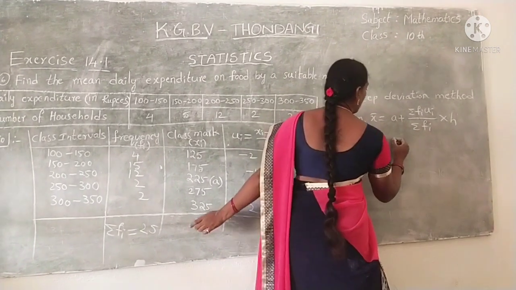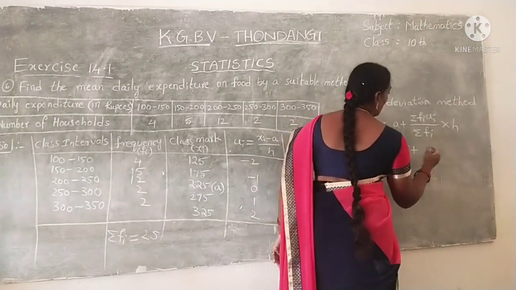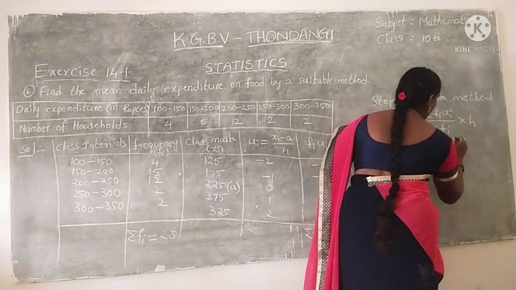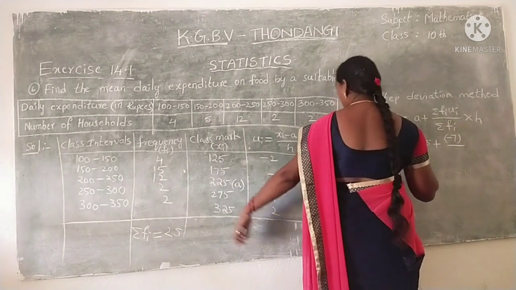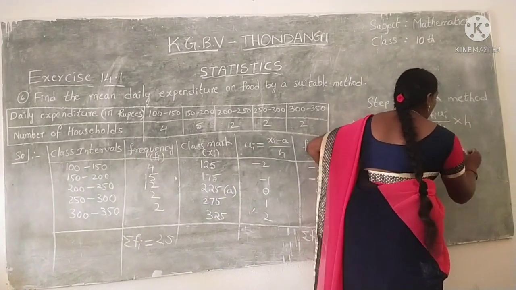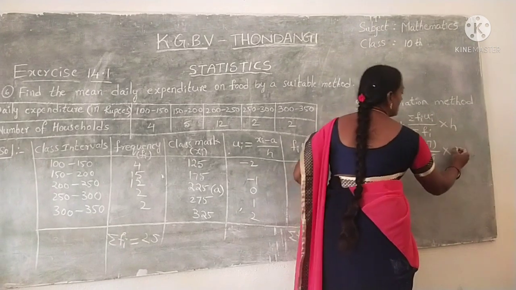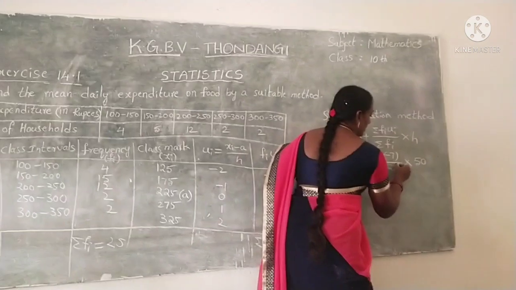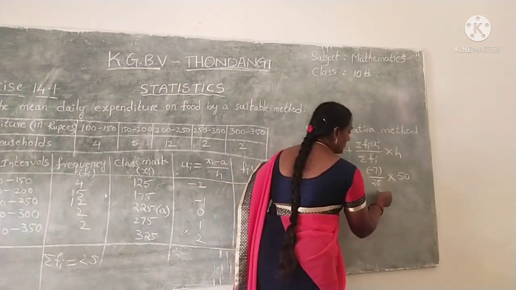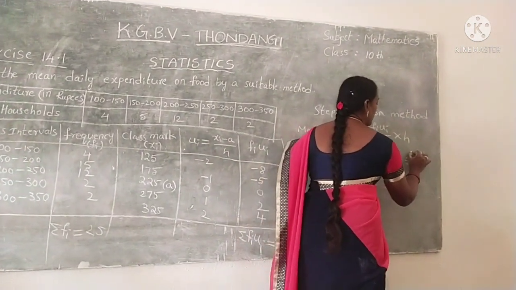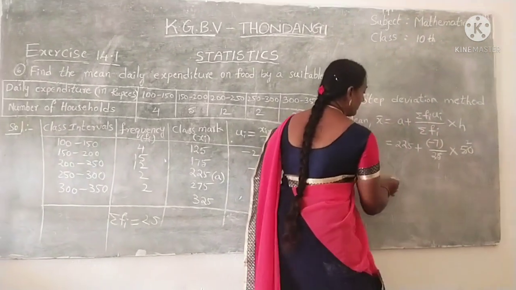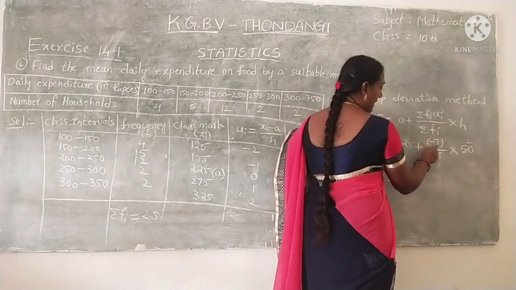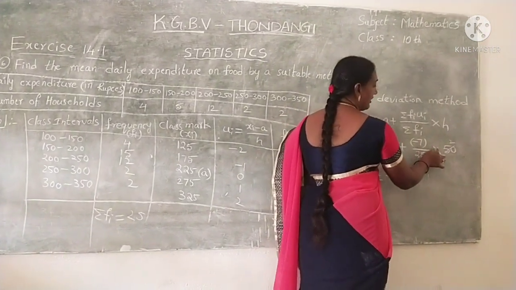That is a, which is 225, plus sigma fi ui, which is minus 7, by sigma fi. What is the value of sigma fi? 25, into h. What is the size of the class interval? 50. So now here, 25 divides one time and 50 divided by 25 is two times. So that is equal to 225, here plus into minus, minus 7 into 2.